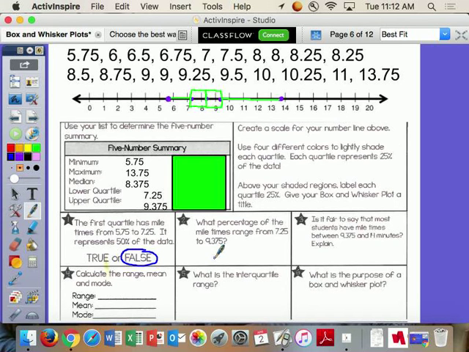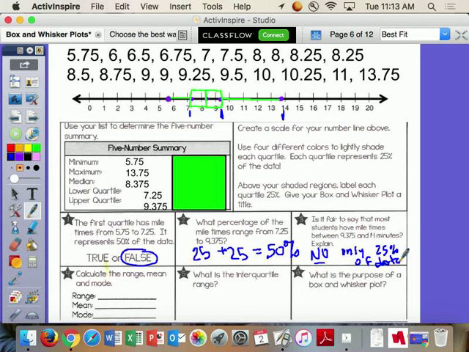What percentage is from 7 1/4, our lower quartile, to 9.375? That's right here. This is 25 and this is 25. So 25% plus 25% is going to equal 50%. How fair is it to say that most students have mile times above 9.375 in 14 minutes? Well, 9.375 is here, and 14 minutes is here. Is it fair to say that? No! That's only a quarter of the data.